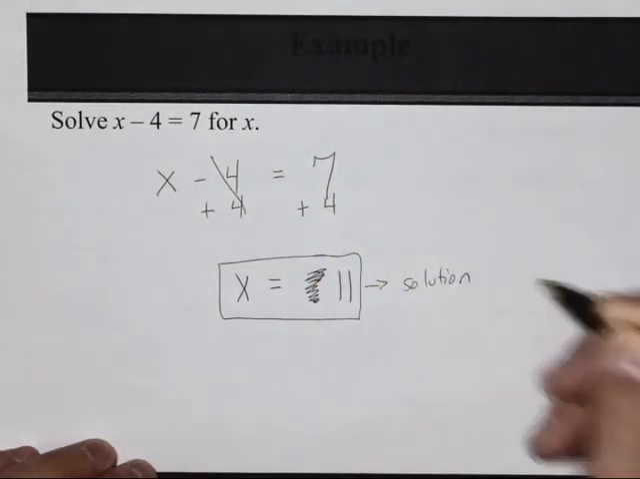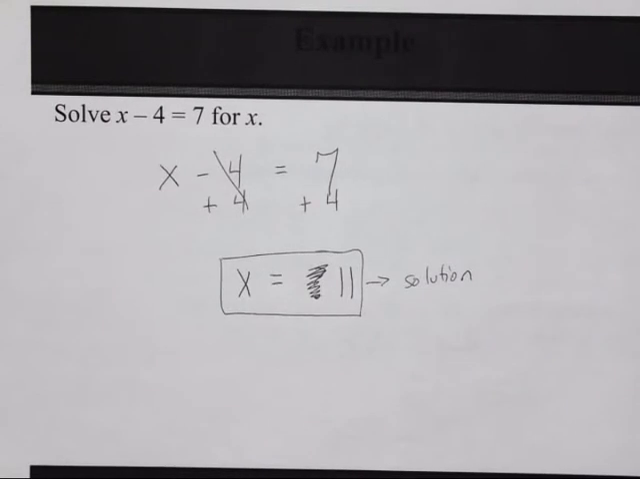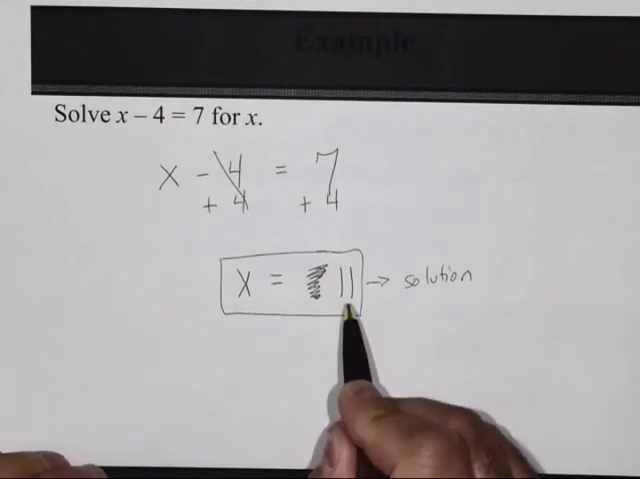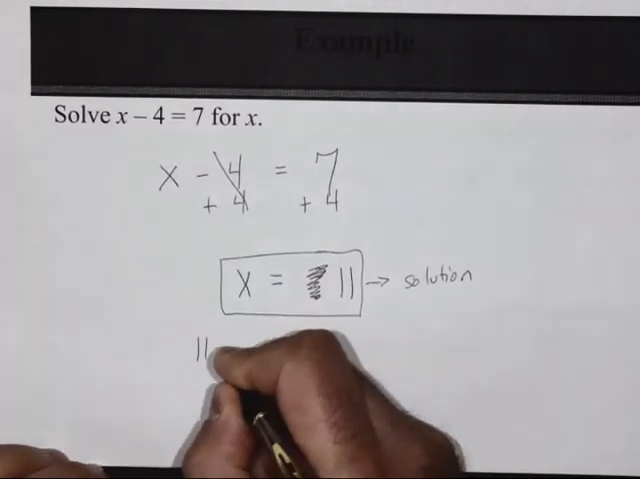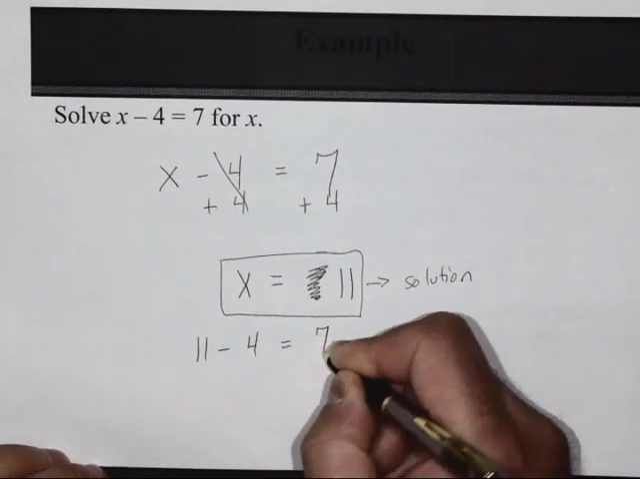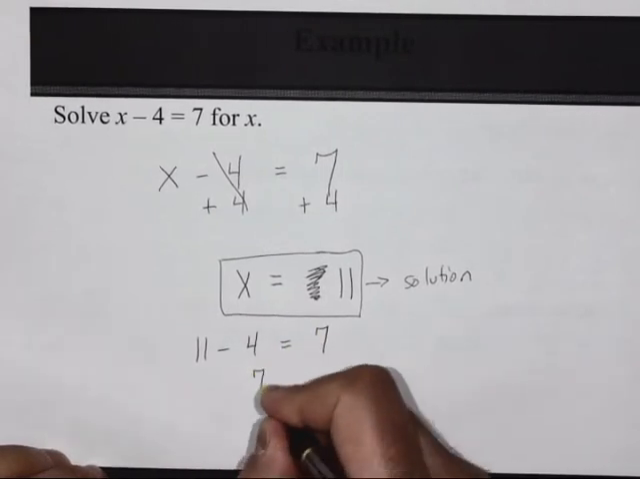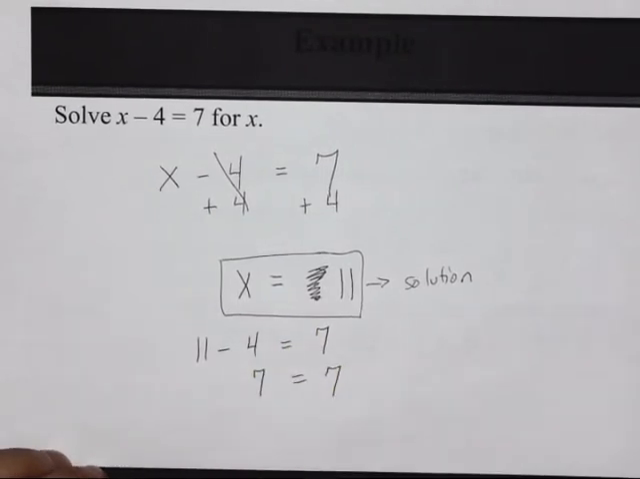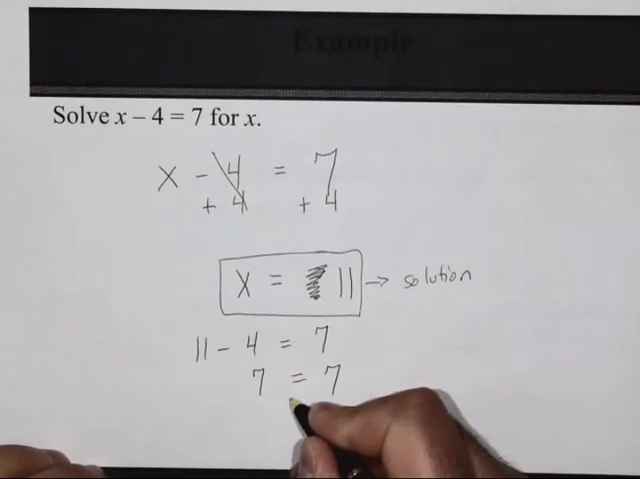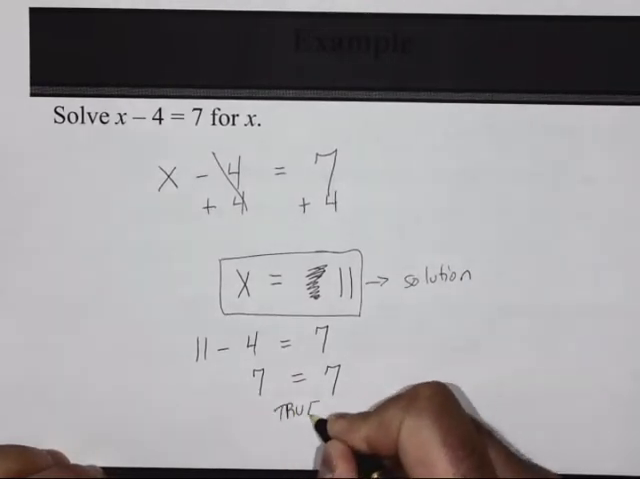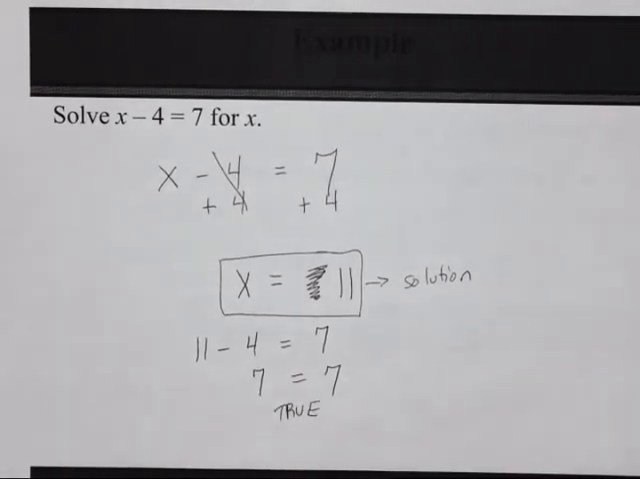So in order for this to be a solution, that means that I should be able to evaluate each expression on both sides of the equal sign and get a true statement. So if I plug 11 in for x, and I evaluate this, 11 minus 4 does indeed equal 7. 7 is equal to 7. That is a true statement. Therefore, this verifies that this is a solution.